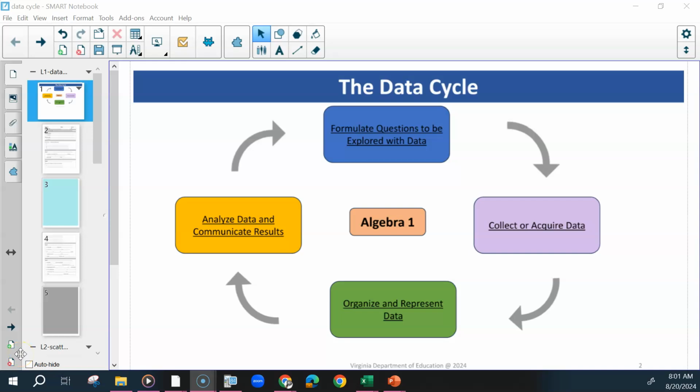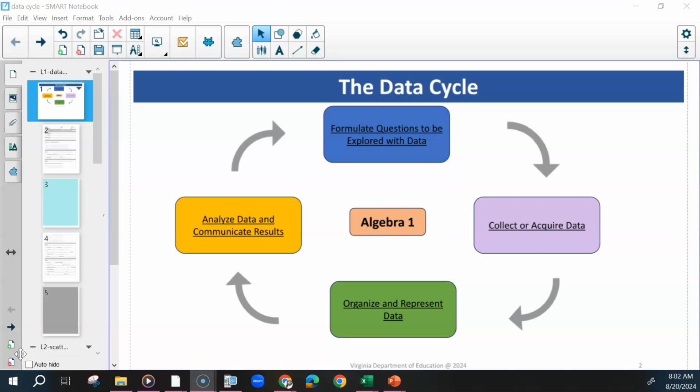In this video we're going to be talking about the data cycle and scatterplot stuff. Some of this you may know already, some of it may be new to you, so make sure you're taking down any notes for any new vocab. So let's first start with the data cycle.